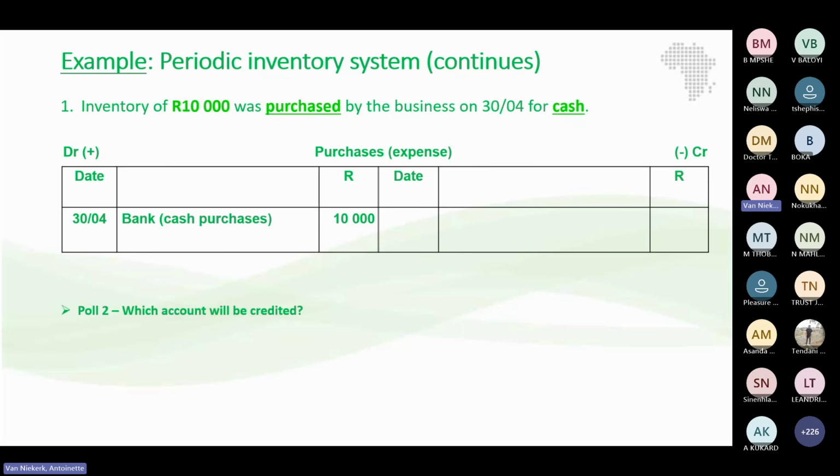Okay, let's see if I can find my other poll. Yes. Now I'm asking you which account will be credited. I think I already gave the answer, but let's see. Oh, you see, it gives me again this tick and cross. I don't know why, but let's see. Yeah, here it shows launch. Let me launch it. Okay, let's see. So which account will be credited if you read the transaction on the slides?